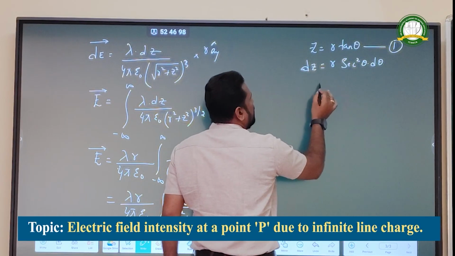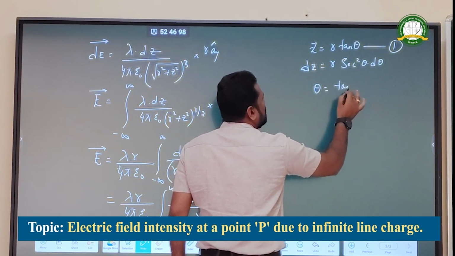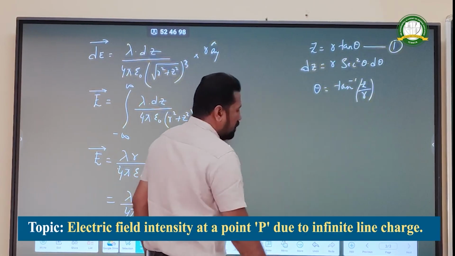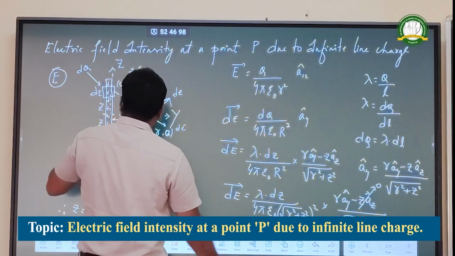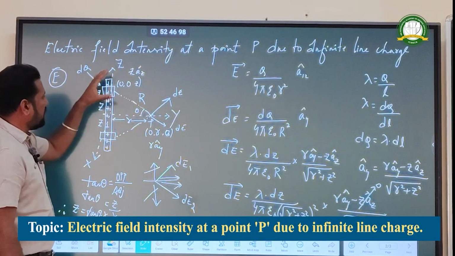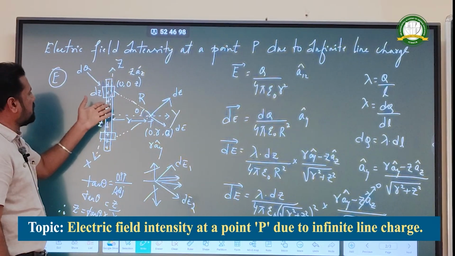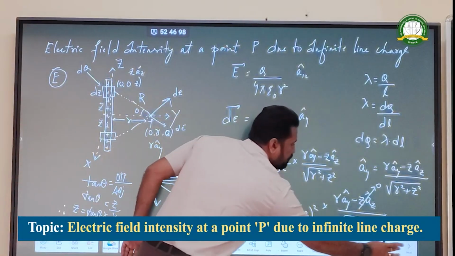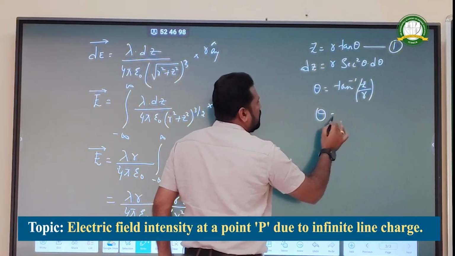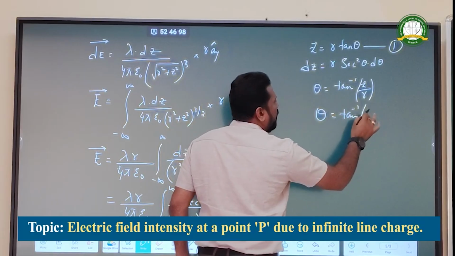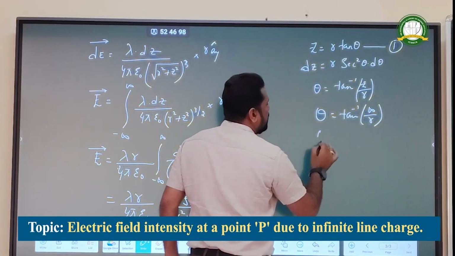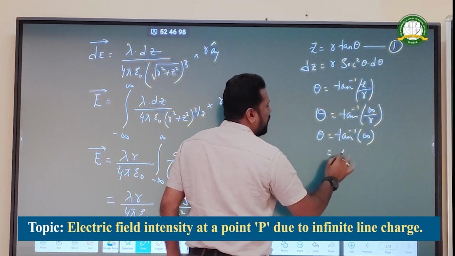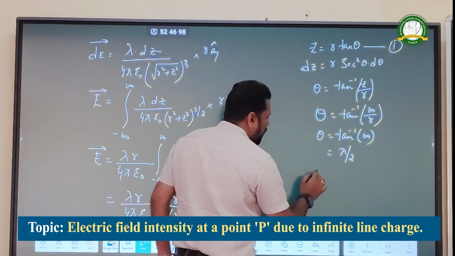So from equation number 1, theta is equal to tan inverse of z divided by r. From this diagram, we are going to find out the field of an infinite line charge. I mean, we have considered the infinite line charge. So if z is infinite, then theta is equal to tan inverse of infinite divided by r. So theta is equal to tan inverse of infinite.